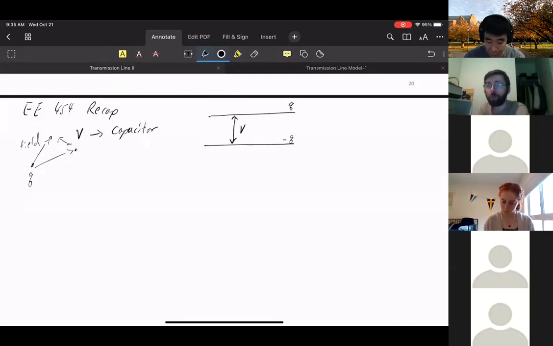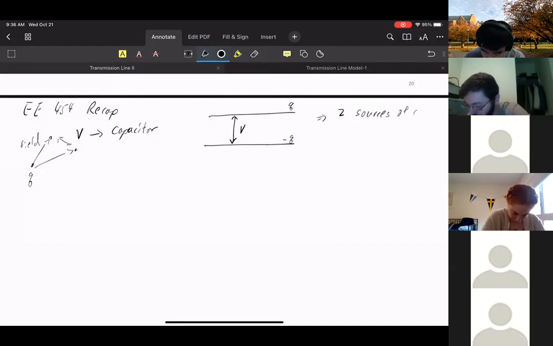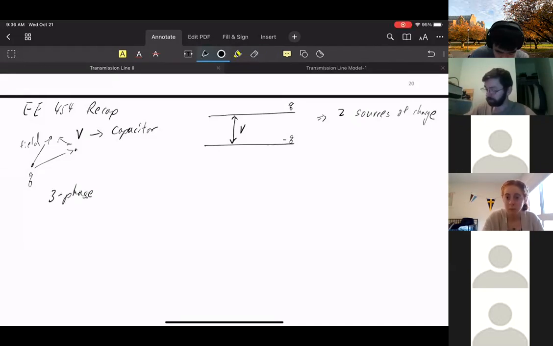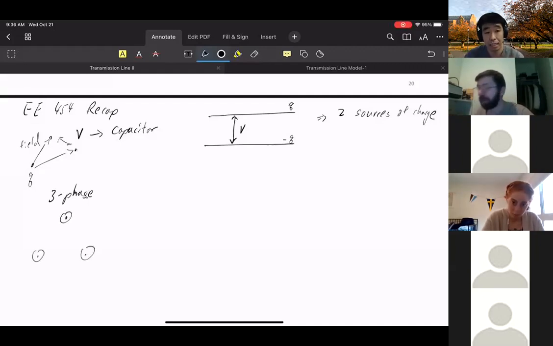Okay. So here, basically, we have two charges or two sources of charge, because we have two wires, two conductors, so there are two sources. And we want to compute the impact of both of these sources on the voltage between the two wires. Then if you look at three phase, which we'll look at today, we'll have three wires, and we want to know the impact on voltage with respect to all three wires.